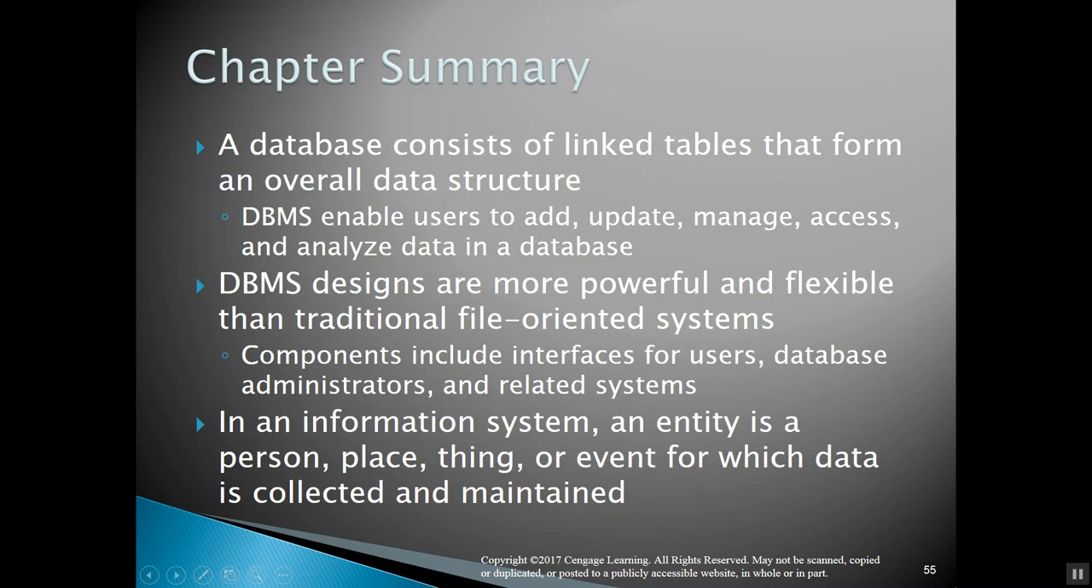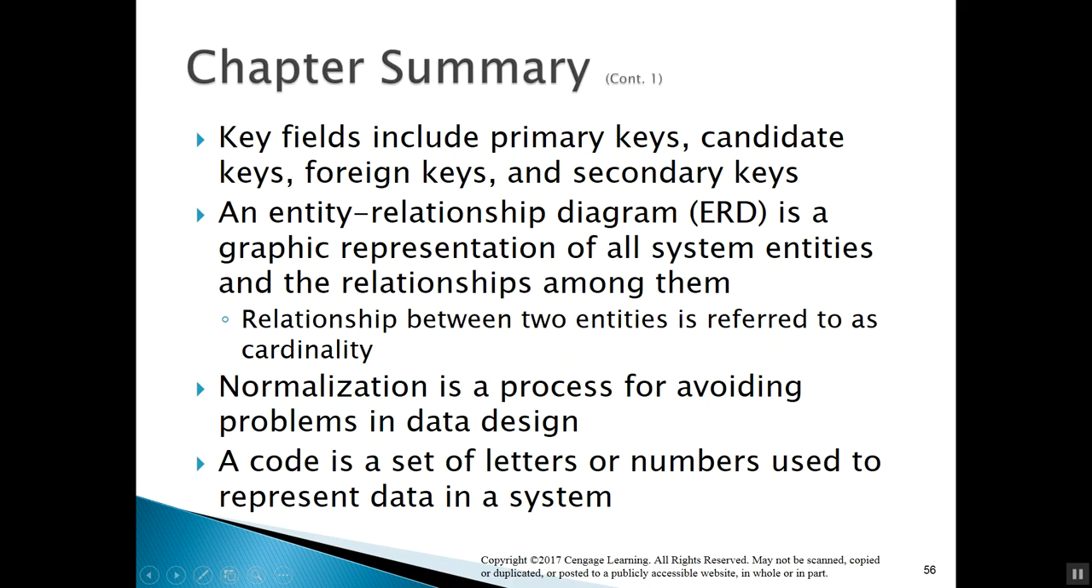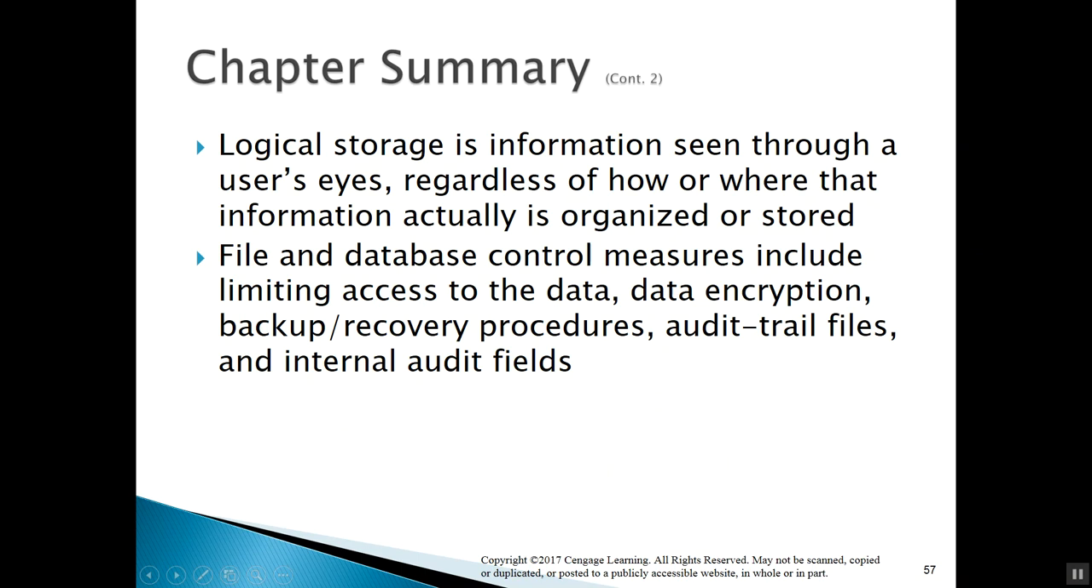So databases consist of linked tables that form an overall data structure. We dealt with different database management systems, or the options to use different ones. And we've got the difference between a primary key, candidate key, foreign key, and secondary keys. What an entity is, what an entity relationship diagram is, how to normalize a database, what a code is. We're taking leaps and bounds to get ahead in this chapter.